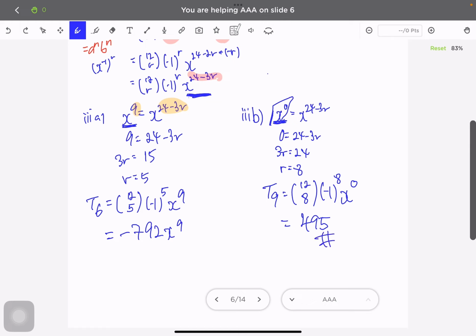Okay, if you can't get it, repeat again and look at the solution or the process and how I do the question. Okay, please finish up the rest.